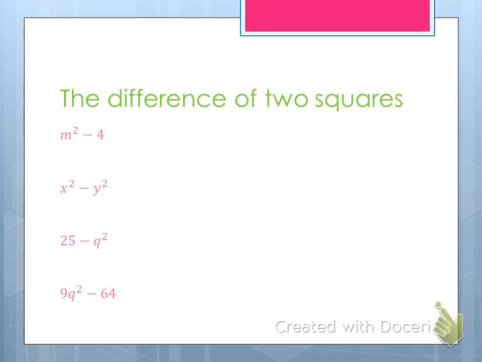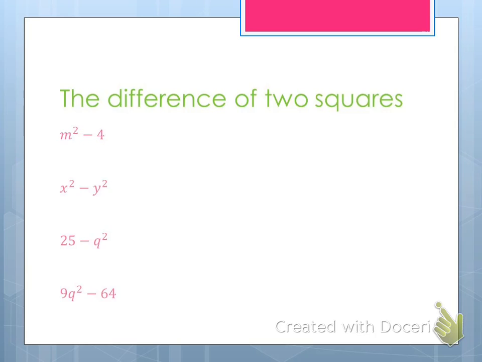But where the name difference of two squares comes in is I look at each of these terms. Normally, when you're factoring the difference of two squares, or in order for it to be the difference of two squares, every single term has to have an exact square root. All right, so let's look. What's the square root of m squared? M. What's the square root of 4? 2. So I know this is definitely the difference of two squares.